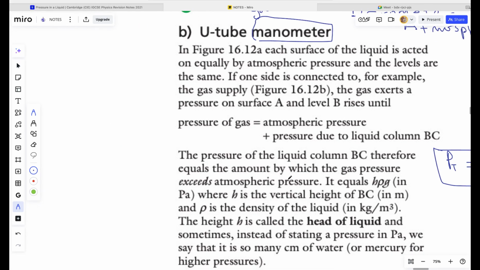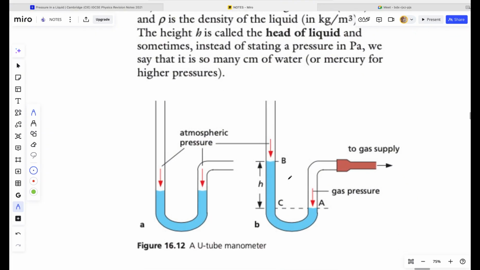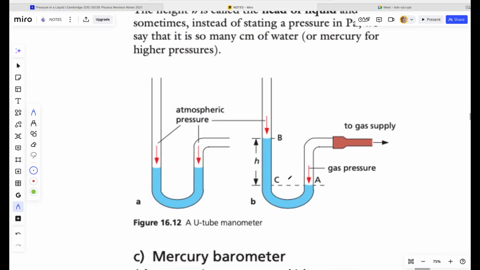Is that okay? Now let's take a look at a manometer proper. We say it's an instrument for measuring gas pressure. Look at it, you pour the liquid here, and they are at the same level on both sides. Now when we connect it to a gas supply, there's atmospheric pressure exerting on this liquid here. So there's an atmospheric pressure pushing this one down.